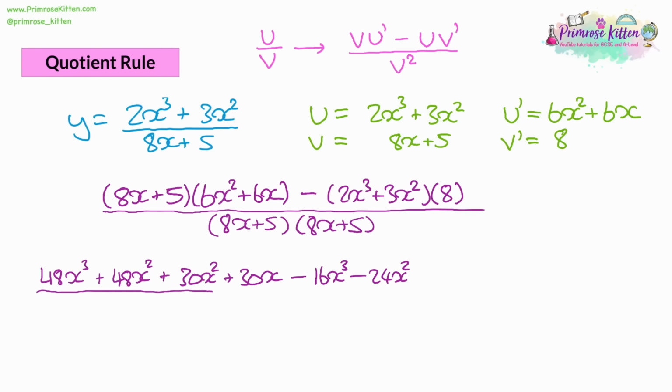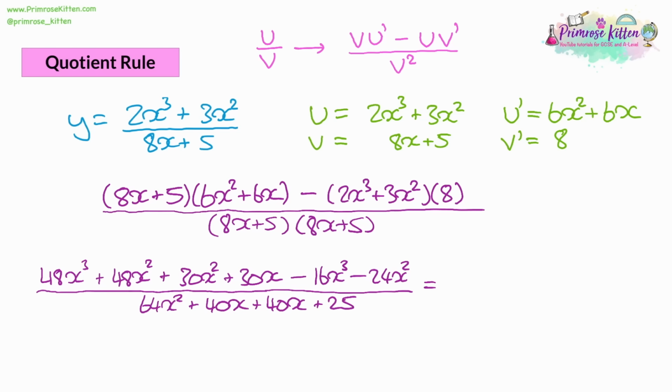That's all going to be divided by, I've got the quadratic to expand, 8x times 8x is 64x squared. 5 times 8x is going to give us 40x, and 5 times 8x is another 40x, and 5 times 5 is 25. So I'm going to collect like terms and try and simplify this, but the quotient rule part of this is done now. It's just kind of tidying it up.